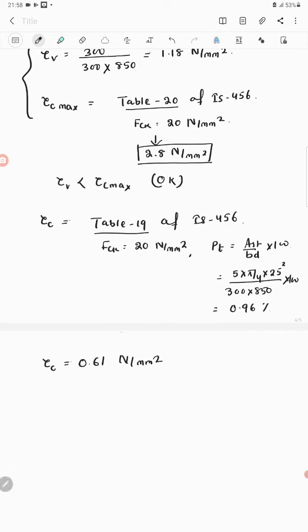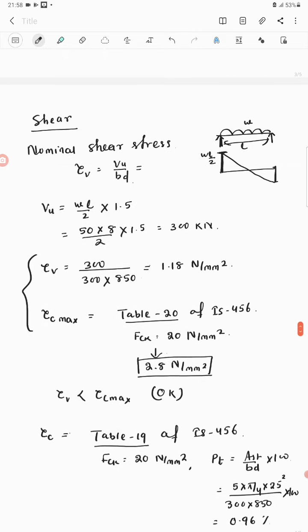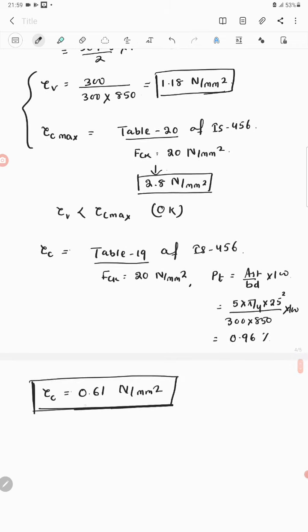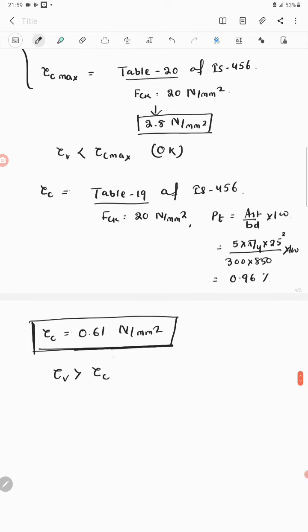Now we will check whether design shear reinforcement is required or not. What is the meaning of this? Design shear strength of concrete means this much amount of shear can be resisted by the concrete present in the beam. But the shear from the external side, that is tau v, we have calculated 1.18 Newton per mm square, which is more than the shear carrying capacity of concrete, which is 0.61. So here tau v is more than tau c, so concrete cannot take all the shear stress.